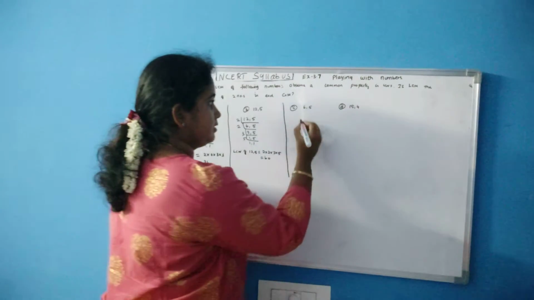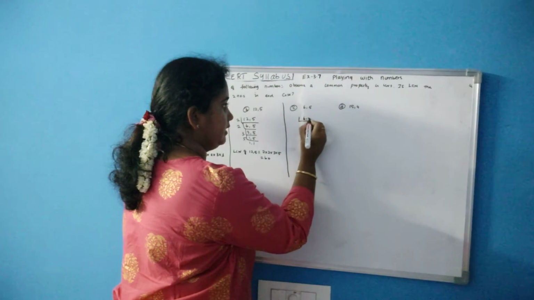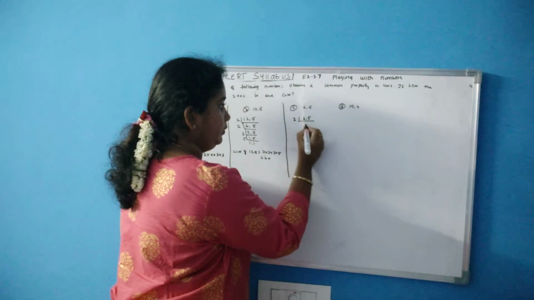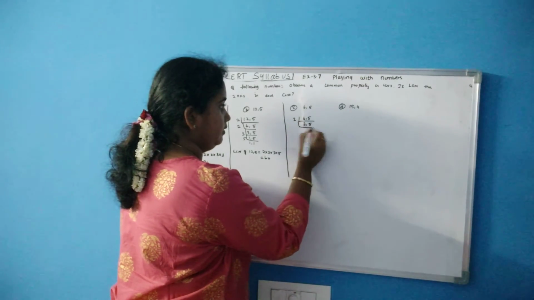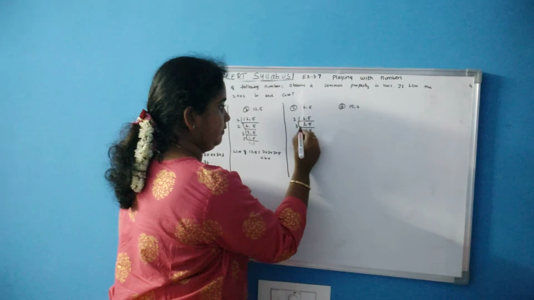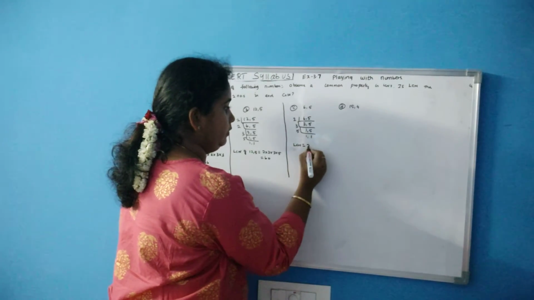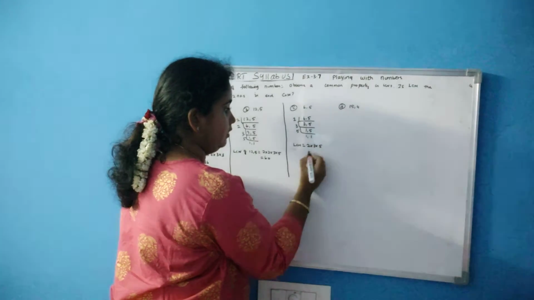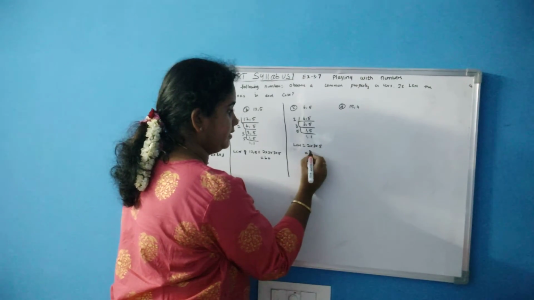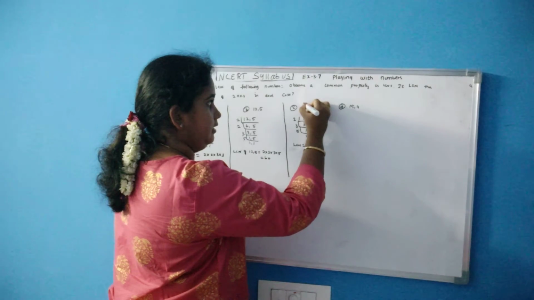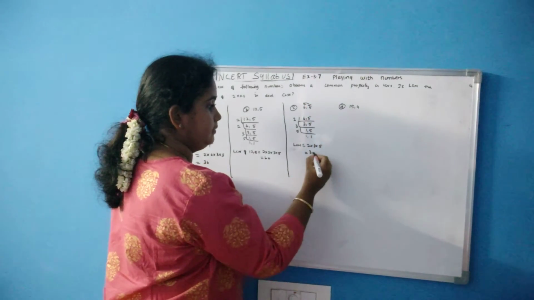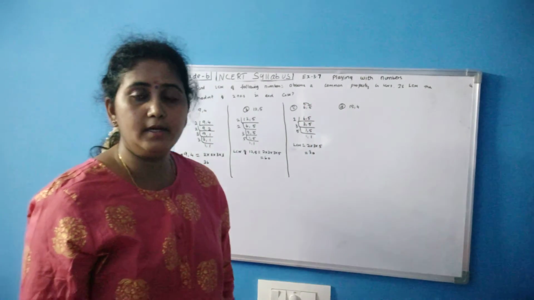Okay. Now let's go for the next sum. 6 and 5. 2, 3 2s are 6, 5. 3, 1, 5. 5, 1, 1. So LCM is equal to 2 into 3 into 5. So what is LCM? 2 3s are 6, 6 5s are 30. See here 6 5s are 30. LCM is the product of the two given numbers.